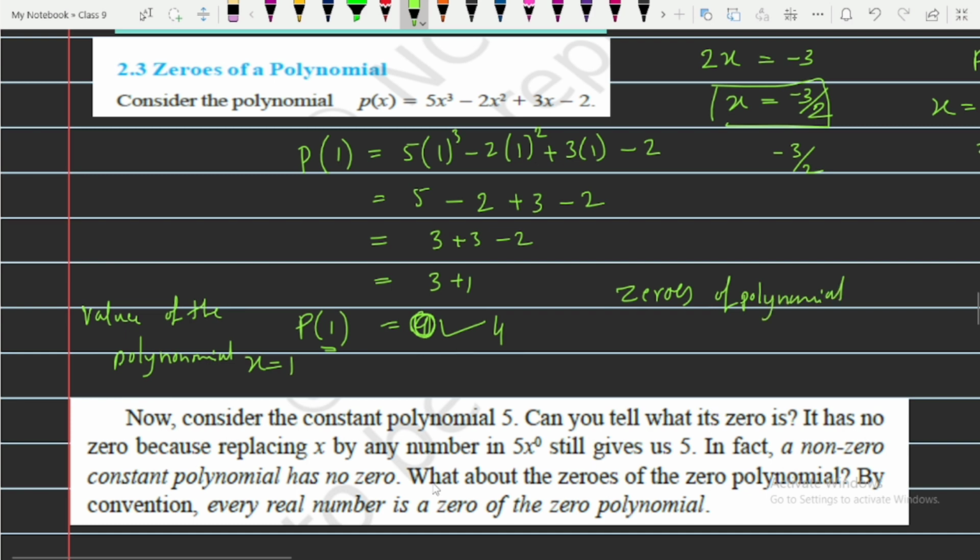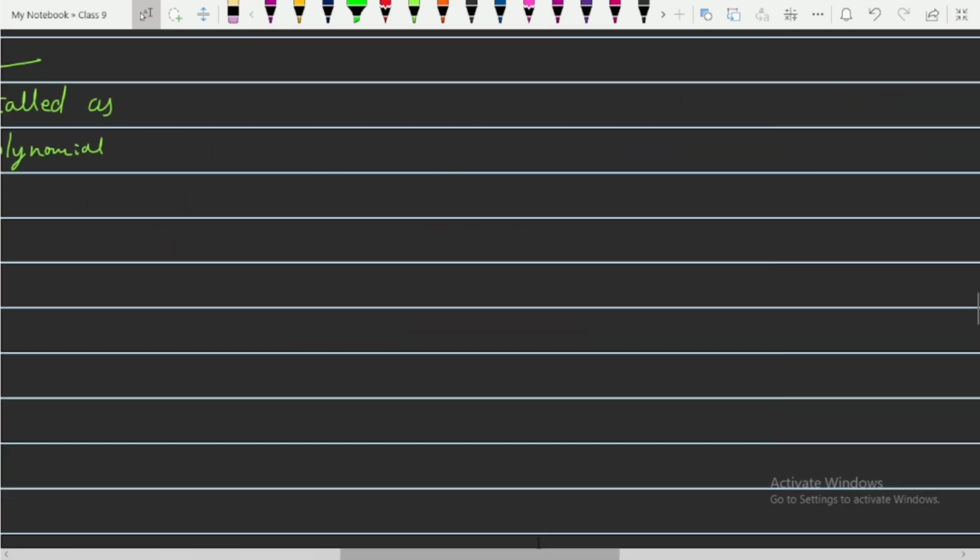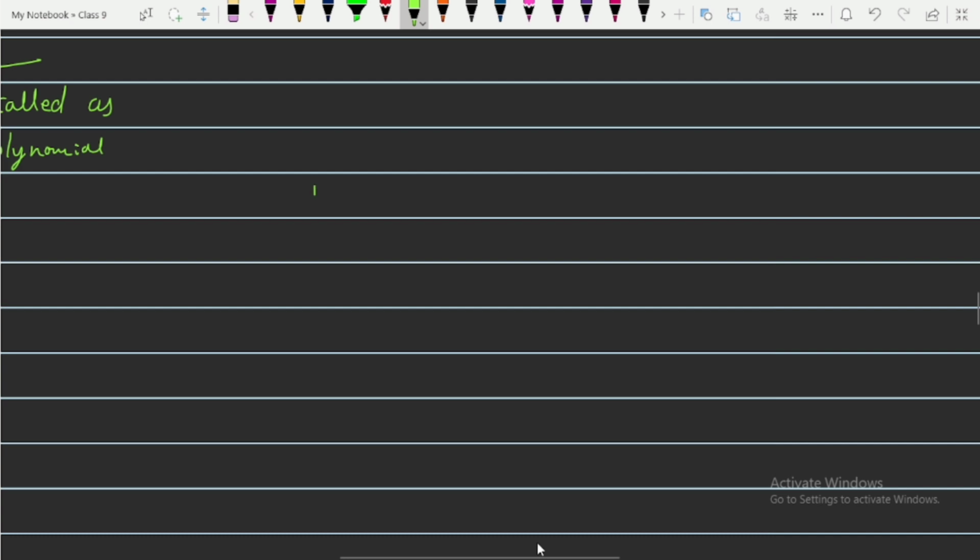So this is what zeros of a polynomial are. We can take one more example to find the zeros of a polynomial. For example, take p of x equal to 5x plus 10. We want to find the zeros of this polynomial. First we have to equate the polynomial to 0, so 5x plus 10 equal to 0. So we get 5x equal to minus 10, x equal to minus 10 upon 5.